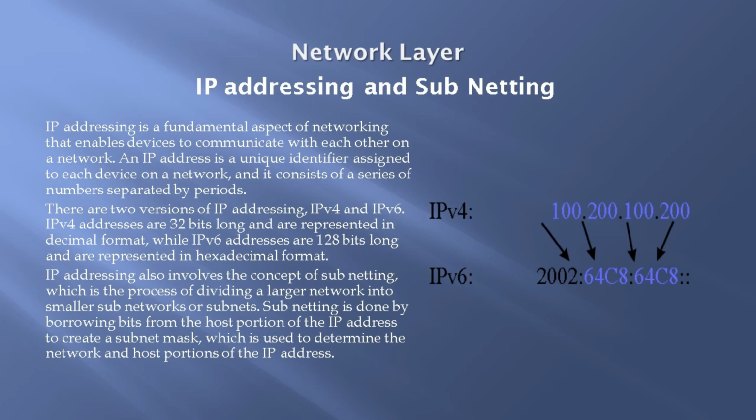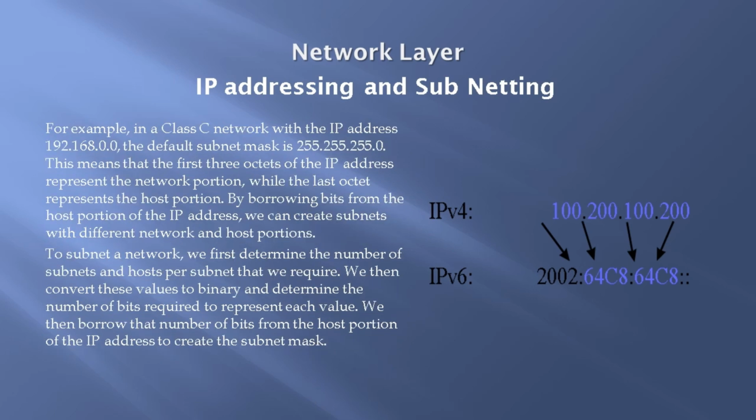IP addressing also involves the concept of subnetting, which is the process of dividing a larger network into smaller subnetworks or subnets. Subnetting is done by borrowing bits from the host portion of the IP address to create a subnet mask, which is used to determine the network and host portions of the IP address.